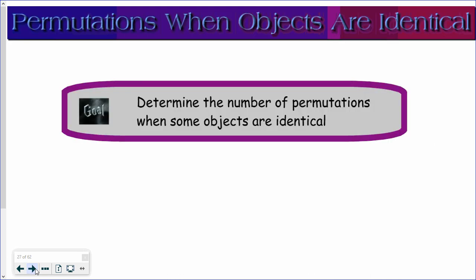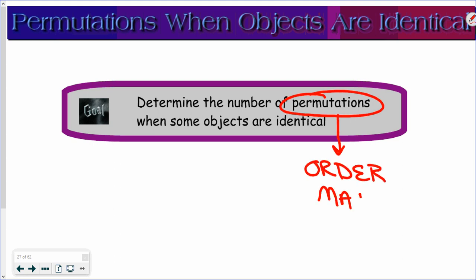So again, our goal is to determine the number of permutations when some objects are identical. Remember, when you hear the word permutation, you should be thinking order matters. Because eventually we are going to get to questions where the order will not matter.